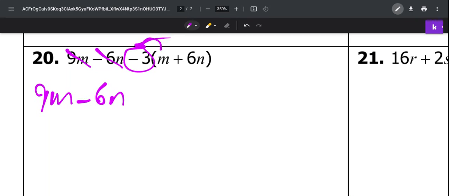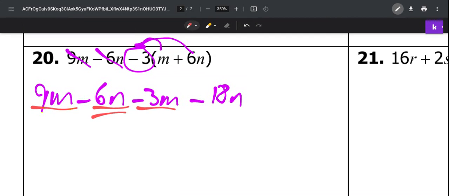So we're going to distribute a negative 3 here, and if the sign is negative, we'll say minus. If the sign stays positive, we'll say plus. That way it's easy. All right, so negative 3 times m is negative 3m, so minus 3m. And then negative 3 times positive 6n would be minus, because the signs are different. So it would be negative, which is minus, and then 18n. Now, anything that has an m can combine. Anything that has an n can combine, but they can't combine with each other.